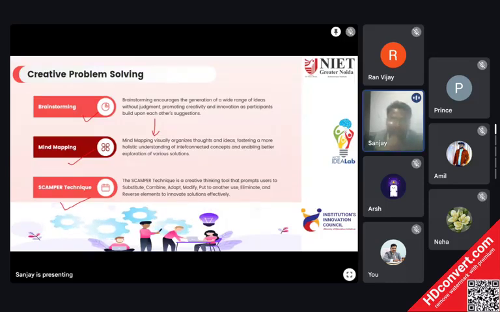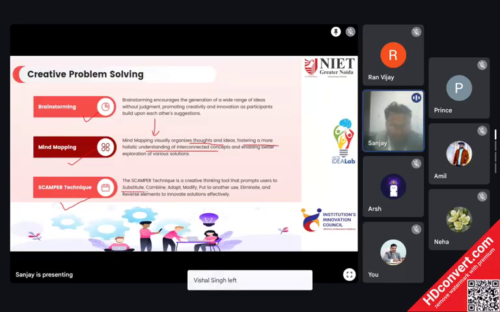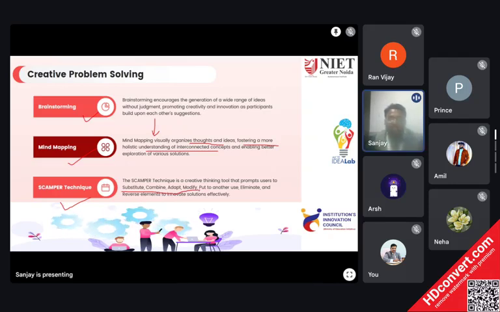So we can have the visually organized thoughts and ideas fostering a more holistic understanding and interconnected concept that can enable better and various solutions of a problem. So we use the mind mapping also. The last, the SCAMPER technique is basically made up of substitute, combine, adapt, and modify. It is the combination of substitute, combine, adapt, and modify. That can be the SCAMPER technique.